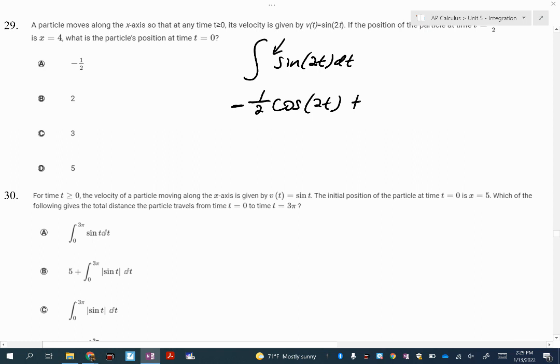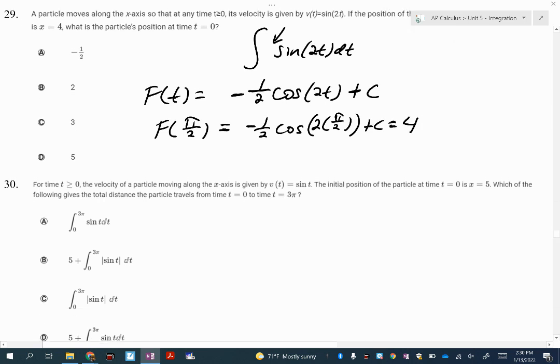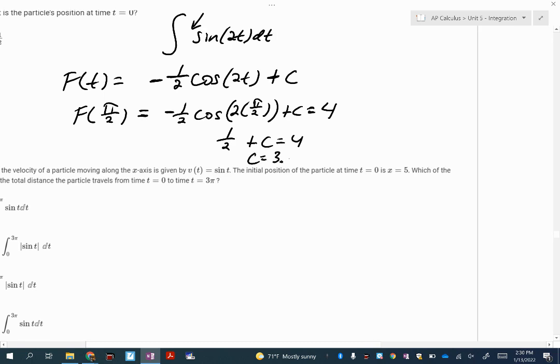So this is it, but we have some constant. When you plug in time is pi over 2, if I make this negative 1/2 cosine of 2 times pi over 2 plus c, your particle is at x equals 4. The cosine of pi is negative 1, so negative 1/2 times negative 1 is positive 1/2. So c is going to be equal to 3.5.